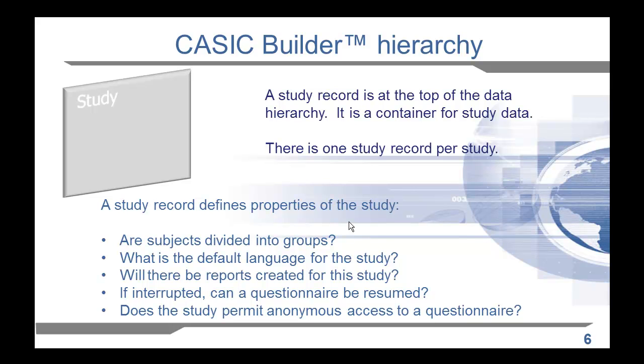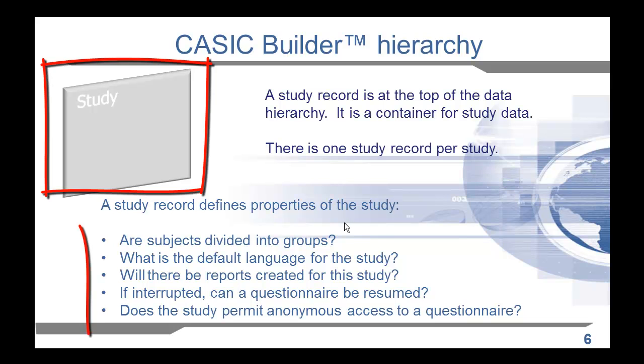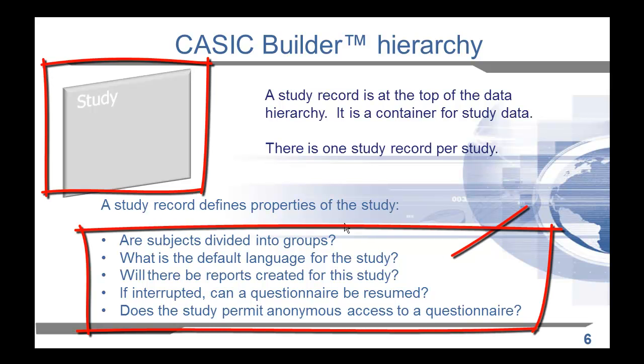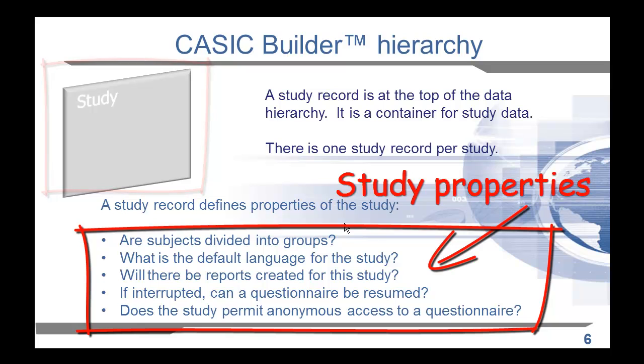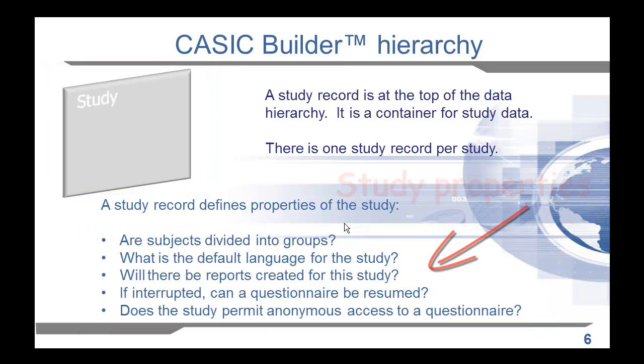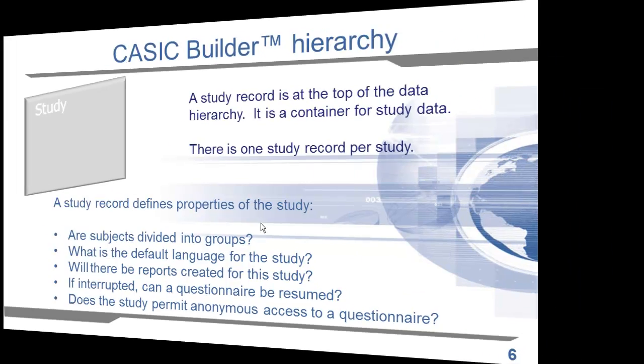In this section, I will describe how CASIC Builder organizes data. For each study, there is one study record. Properties of the study are stored in this record. More than one study may be conducted at a time. System users must be given rights to access a study in order to work with that study's subjects and data.